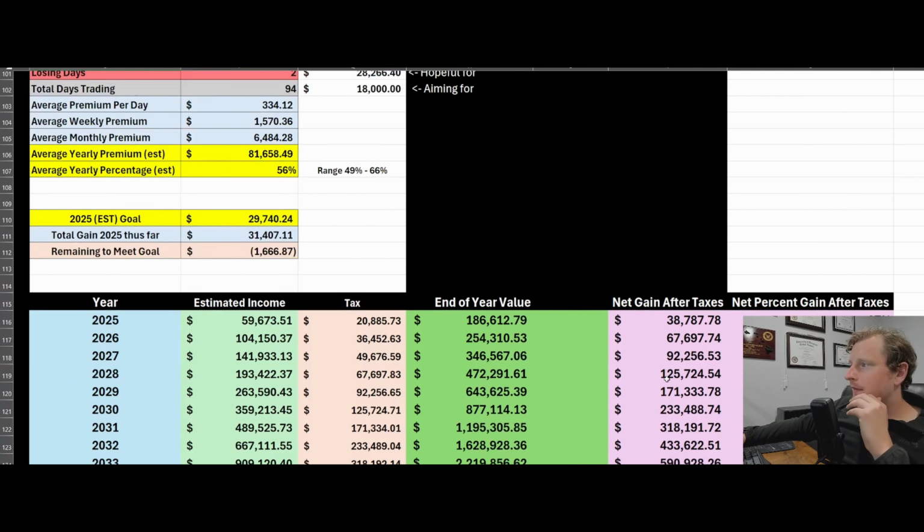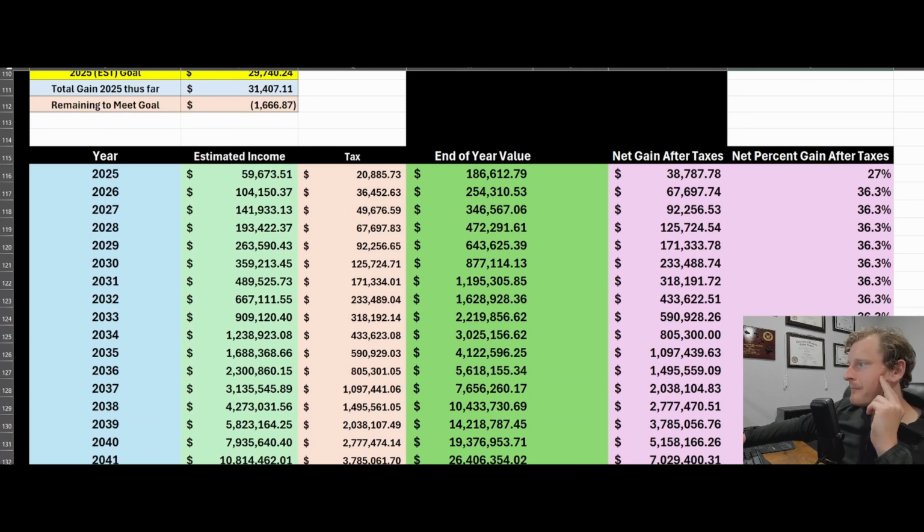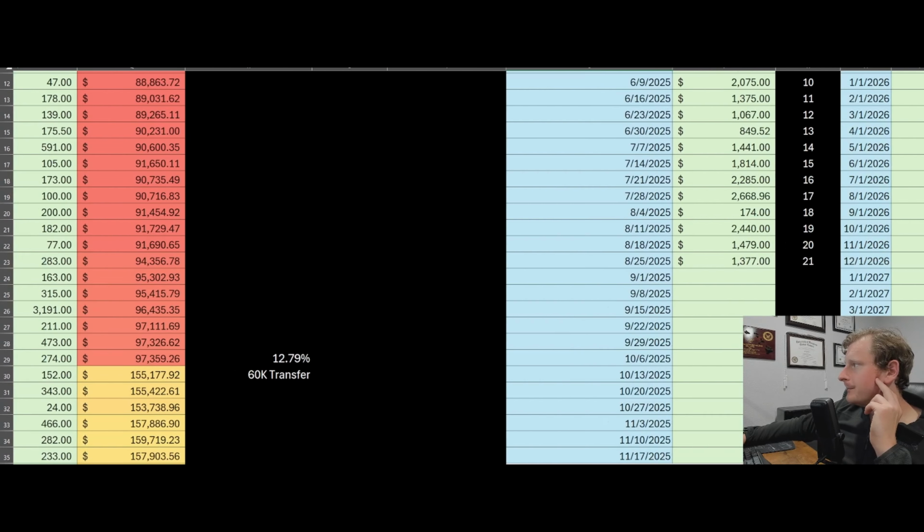Cool. Got that being said, guys, but let's look at the dream scenario. 2058, we'd be making $2 billion a year. The account would be at $5 billion. I'd have to pay about $729 million in taxes. That'd be crazy. And the return would be somewhere around 36.3%. That would be fantastic. Moving on to the weekly numbers.